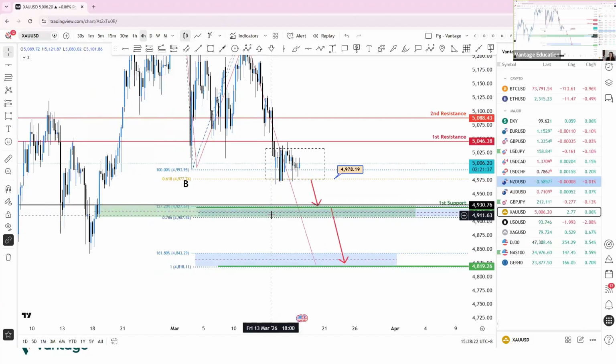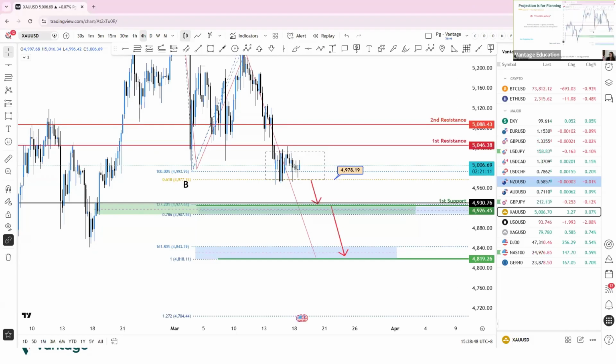I don't want to say 100% confident, but it's a high probability setup because we have the demand zone here, and this candle was a really impulsive move. We have the 127 extension, and then we have the 78.6% projection somewhere around here. Okay, continue.